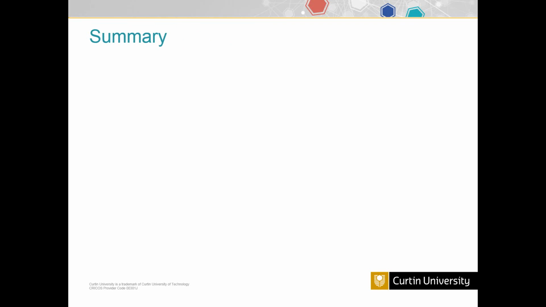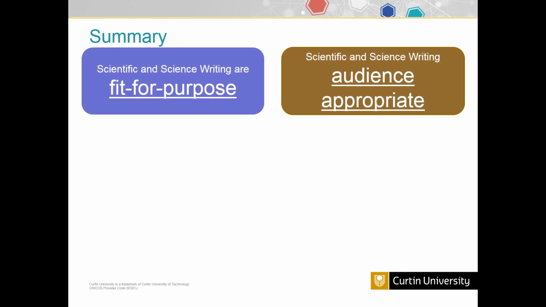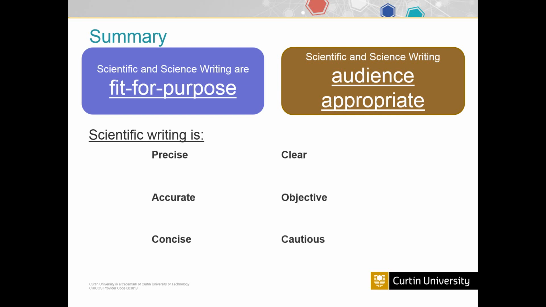So to sum up, scientific writing and science writing are distinct, with different purposes and different intended audiences. The style for each is different, ensuring that they are both fit for purpose and appropriate to the intended audience. Scientific writing has a set of essential elements. If scientific writing is not precise, accurate, concise, clear, objective, and cautious, it is not actually scientific writing.